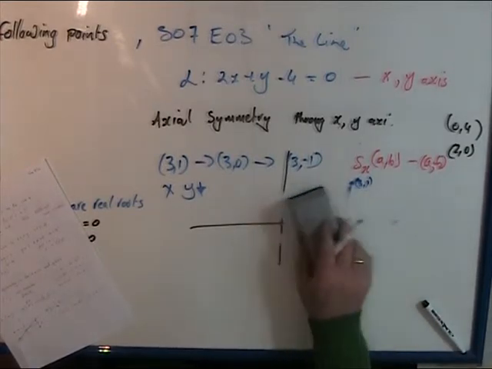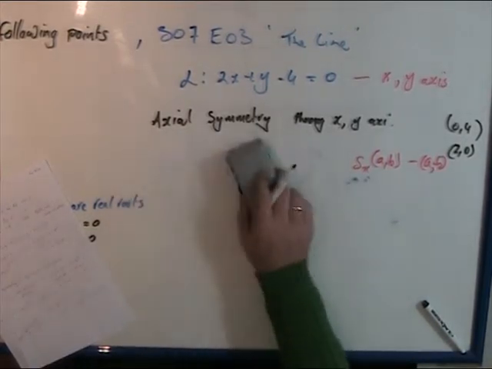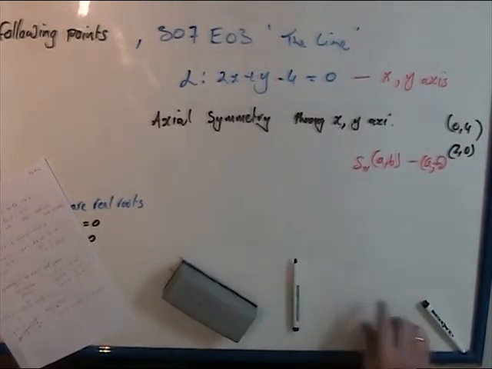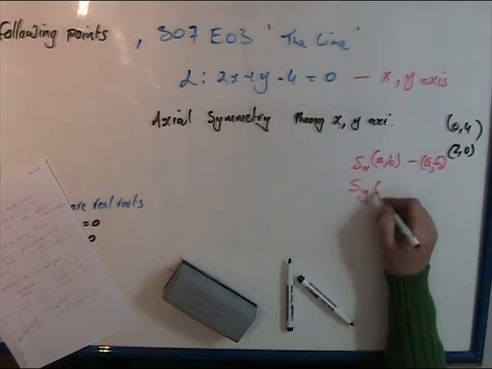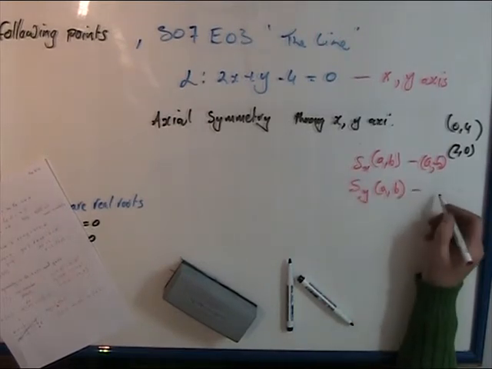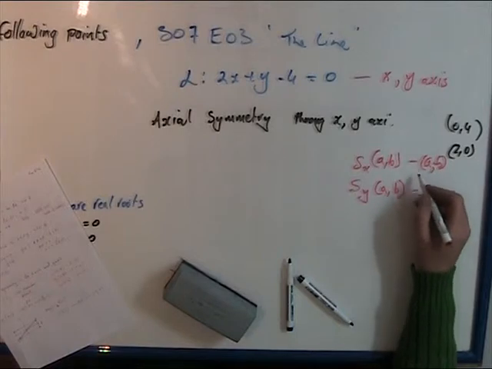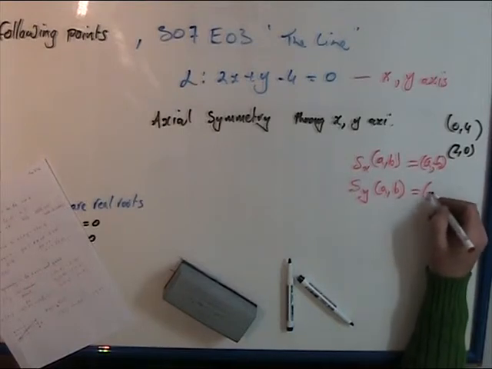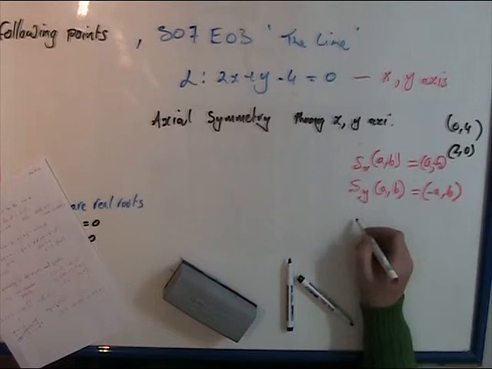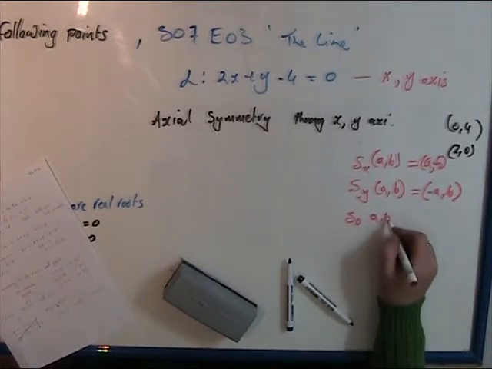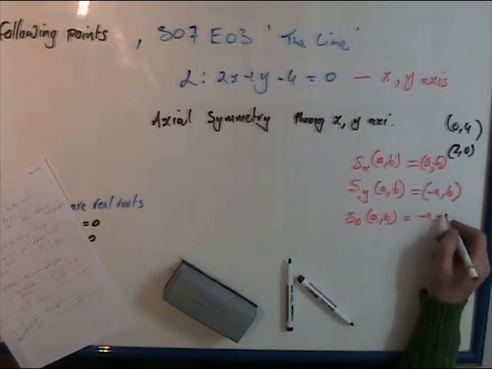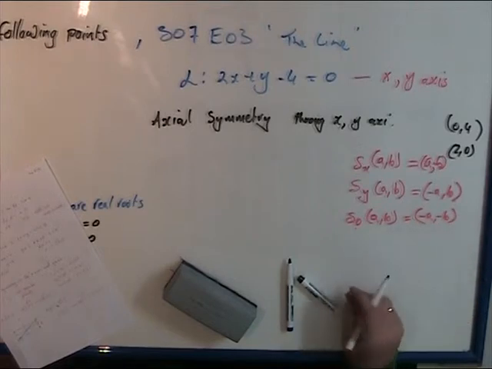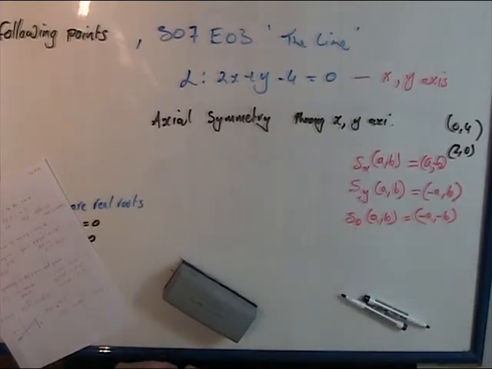Okay, now I'll keep doing a few examples. So we've got S of x of that one, S of y of (a, b). So going through the y-axis gives you (-a, b). Okay, so if you want to learn them off, you can learn them off. The point (a, b), if you were to go through the origin, the answer would be minus the coordinates. Okay, so let's look at another set.